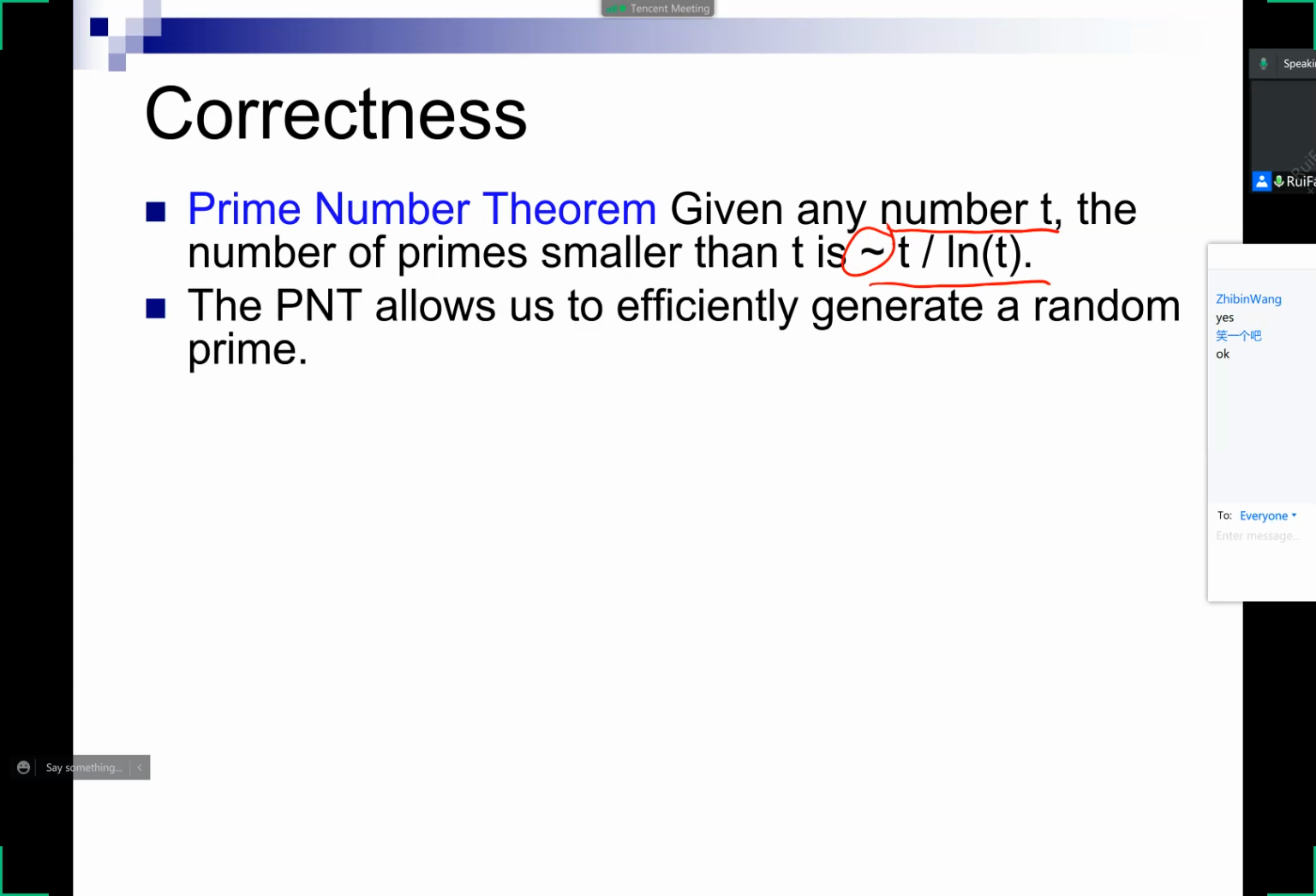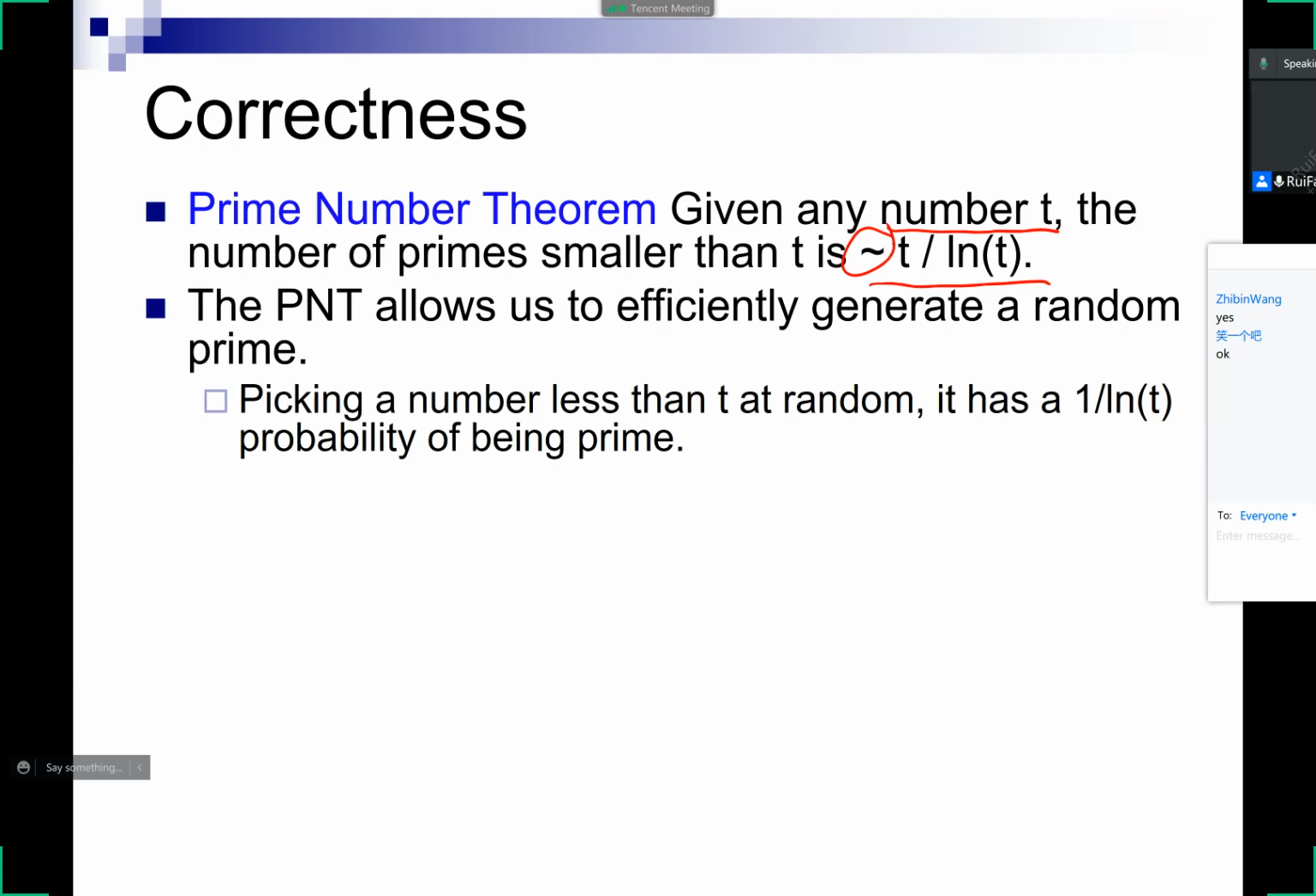The reason we care about the prime number theorem is that it allows us to efficiently generate random prime numbers. How do you do that? If you want to generate a prime number less than t, you just pick any number at random. Because there are about t divided by log t primes less than t, if you pick a completely random number less than t, you've got a pretty good probability, 1 divided by log t, that it's prime. For example, if you pick a number less than 1,000, you've got a 1 in 7 probability it's actually prime.